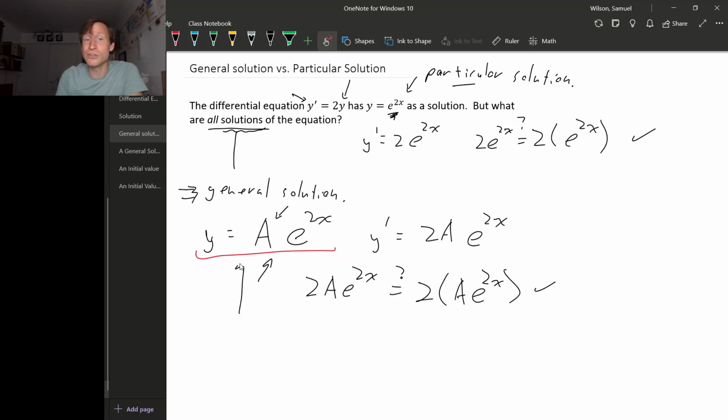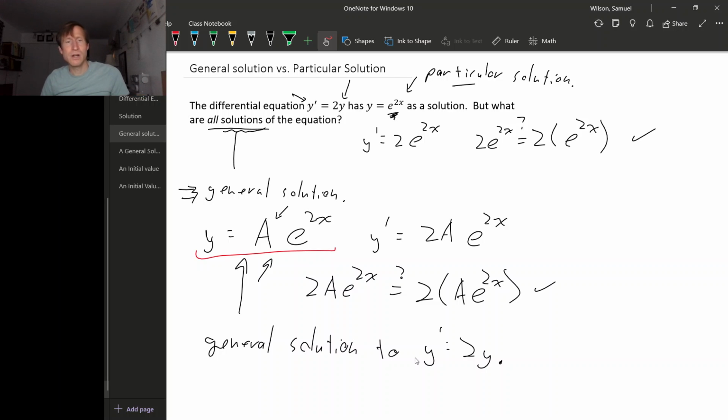But this is all solutions for this differential equation, and so A times e to the 2x is a general solution to this particular differential equation, y prime equals 2y. So always when we're solving a differential equation, we'd like to find all of the solutions, so we're really looking for a general solution.